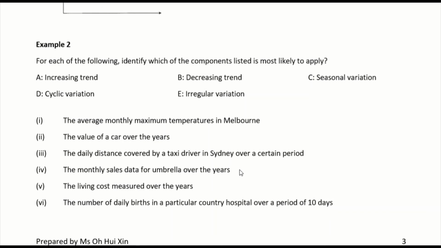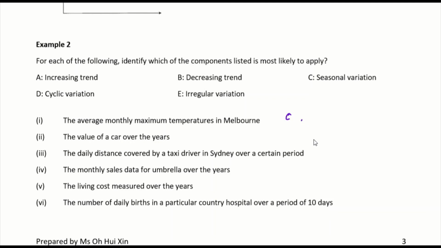Okay, so the first one, we have the average monthly maximum temperature in Melbourne. Okay, so you know that Melbourne is a city which has 4 seasons, am I right? So that's why when you look at the monthly temperature, it will be roughly the same when you repeat annually. So for example, the temperature in January this year will be roughly the same as next year. Then if you compare the temperature during the winter season, it's going to be the same as the winter season next year also. Okay, so the first one that obviously we can say is the seasonal variation.